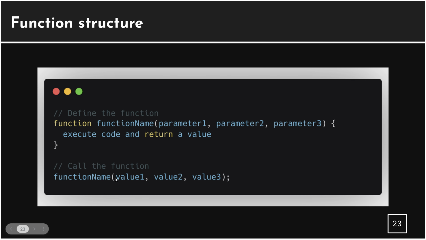So here is a slight distinction in naming. When we define the function, we call these parameters. And when we call the function, we name these arguments. So arguments are the actual values that we pass to each instance of that function, and the parameters are a general way to describe the values that the function may take.